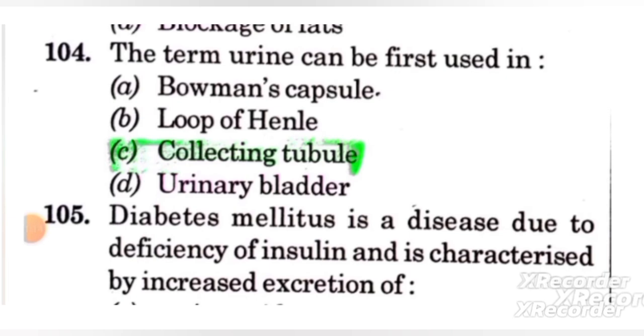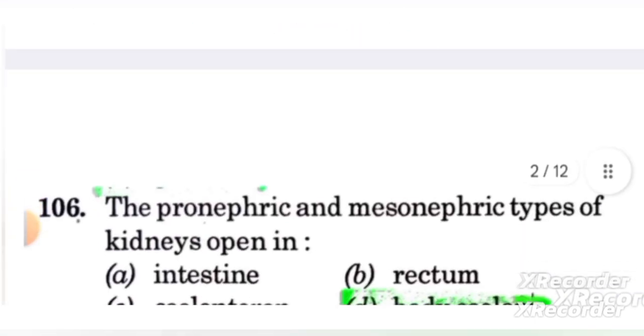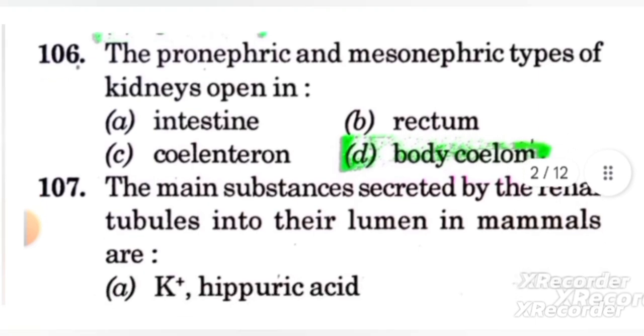104. The term urine can be first used in? Answer C, collecting tubule. 105. Diabetes mellitus is a disease due to deficiency of insulin and is characterized by increased excretion of? Answer D, glucose. Next 106. The pronephric and mesonephric type of kidneys open in? Answer D, body coelom.